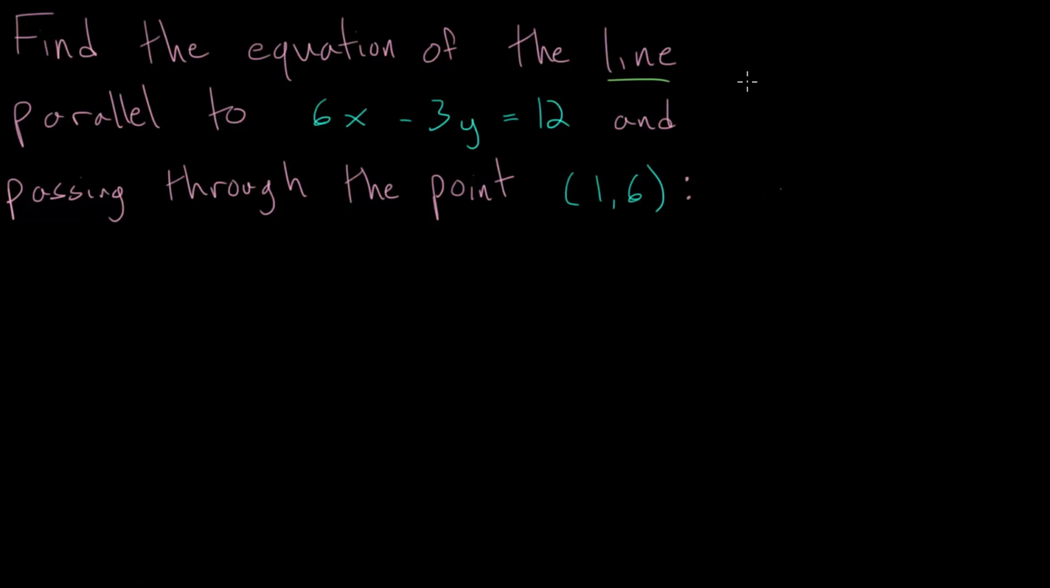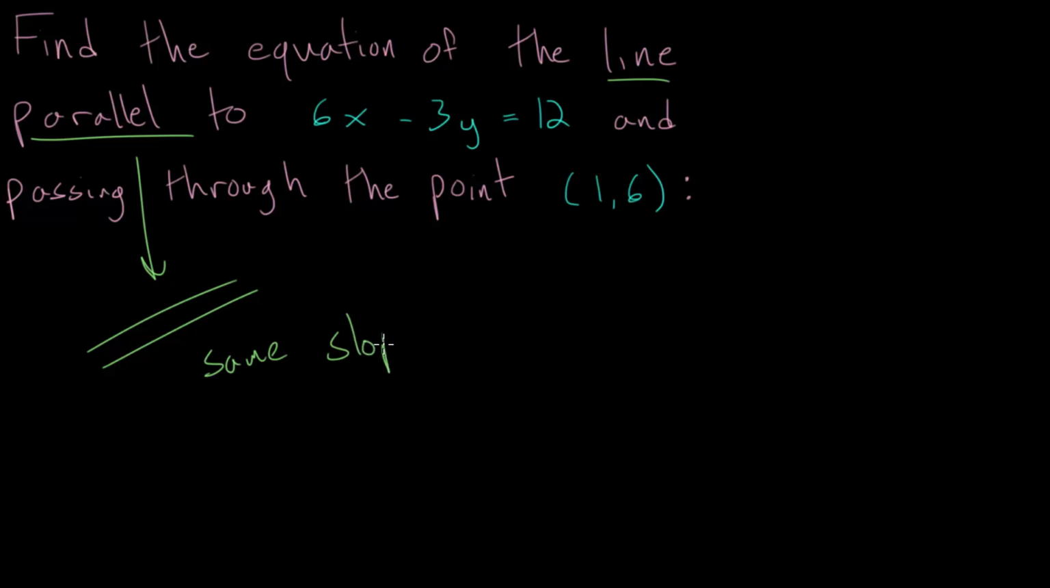Now, when we have two lines and we know they're parallel, we know that parallel lines have the same slope. They have the same steepness. So if we can figure out the slope of this line, then we know the slope of our line. And we can just use either slope-intercept form or point-slope to figure out the equation by plugging in this point right here.